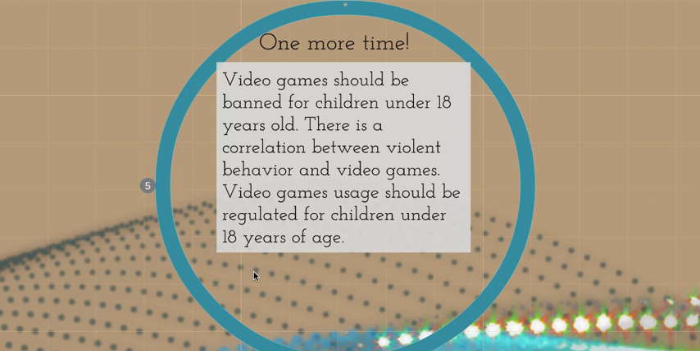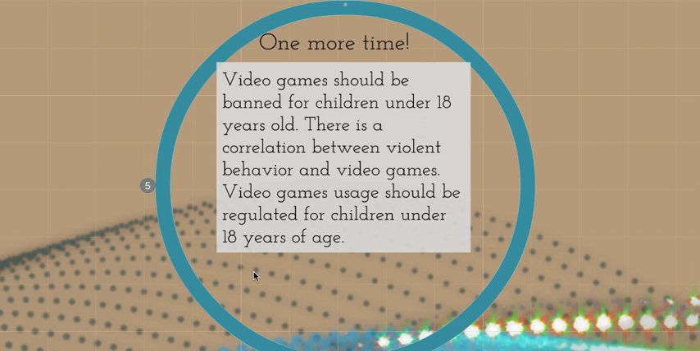Video games should be banned for children under 18 years old. There is a correlation between violent behavior and video games. Video games usage should be regulated for children under 18 years of age. So I ask you, before I tell you, what do you think? What is the tiny little paragraph about? What is the author's attitude towards the topic? And what word choices does he or she use to convey this attitude?